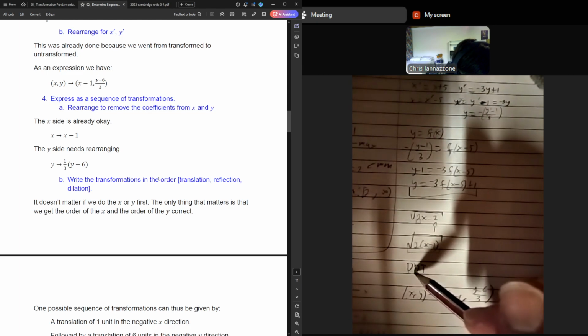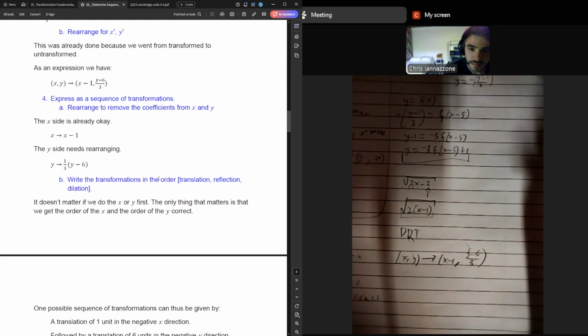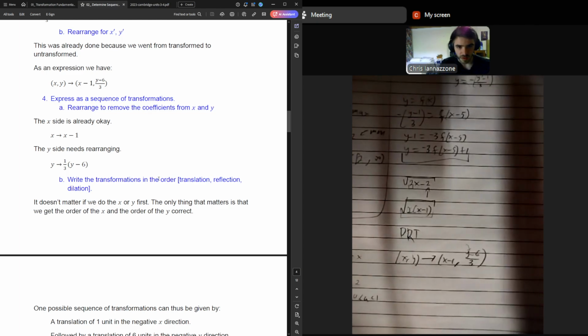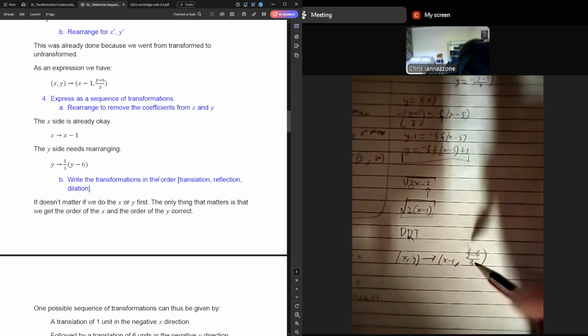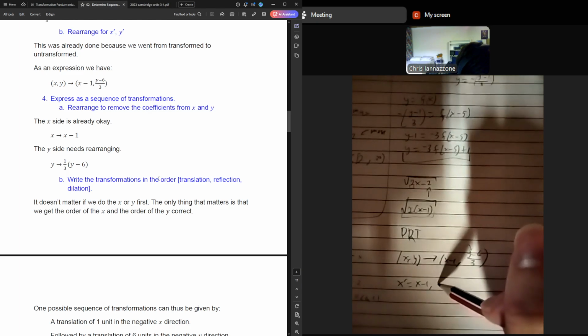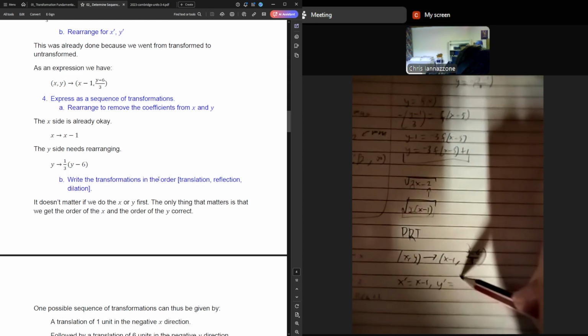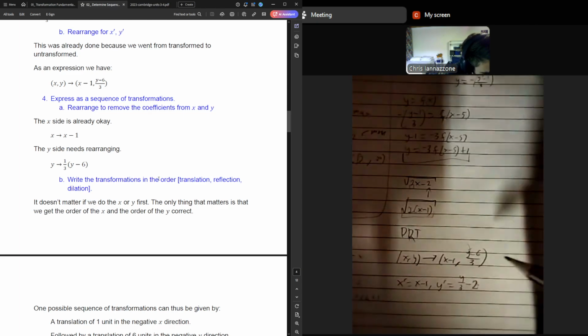You would only ever do DRT if and only if you expand this out. So you make sure that you don't factorize, you go the opposite direction, you expand it out. Which for us means you have x dash equals x take 1, nothing to be done there. But now y dash is equal to y on 3 minus 2. That is when you do DRT, when you expand out.